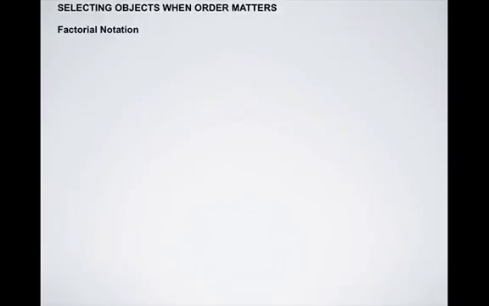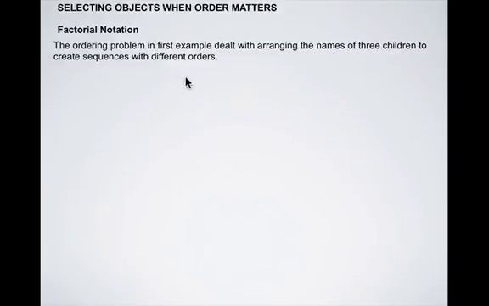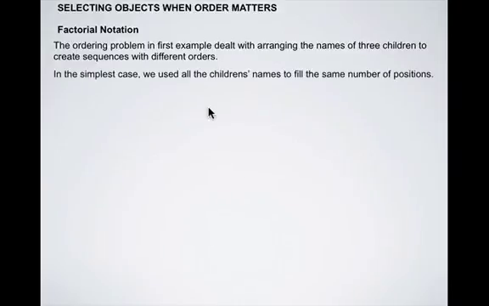So now we're going to look at factorial notation. And I'm going to review this problem and just come up with the reason why we're going to start using this. The ordering problem in the first example dealt with arranging the names of the 3 children to create sequences with different orders. In the simplest case, we used all the children's names to fill the same number of positions.